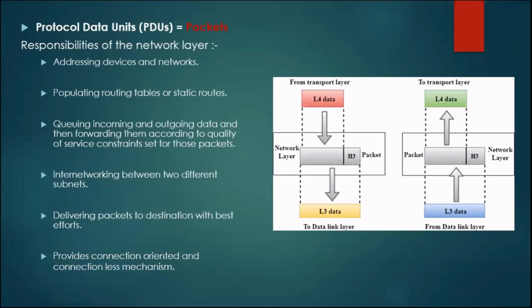So when you're doing email communication and video streaming at the same time, video will take more priority. Your network layer will take control in ensuring which gets priority first and more bandwidth first. And then it takes care of the internet between two different subnets, delivery of packets to the destination with best efforts, providing connection-oriented and connectionless mechanisms. So this network layer is where TCP and UDP come into the picture, right?